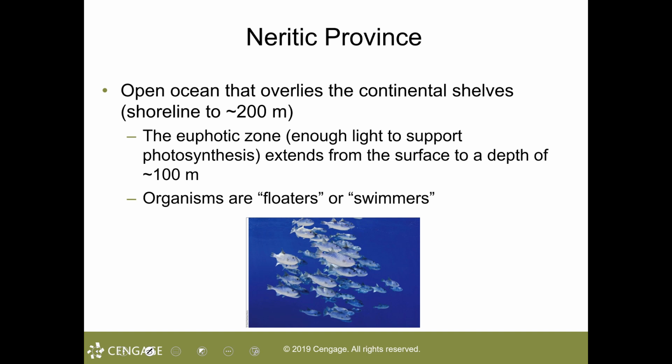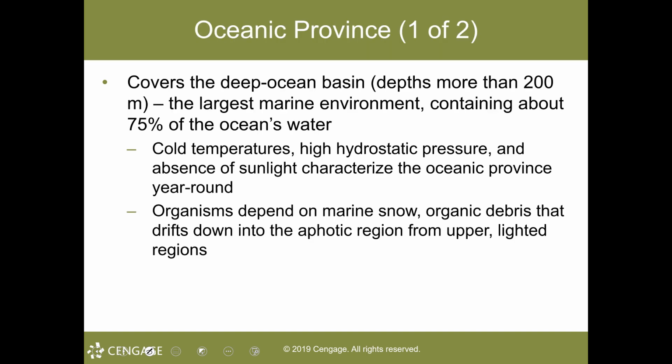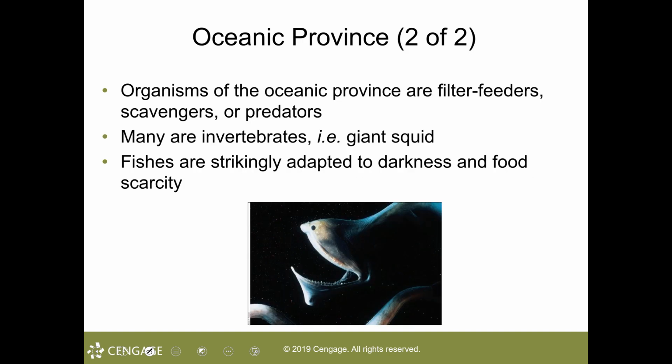So the Neritic Province, class, is open ocean that overlies the continental shelves. So the shoreline to about 200 meters. The Oceanic Province covers the deep ocean basin, and it's the largest marine environment, containing about 75% of the ocean's water. And then, of course, in the Oceanic Province, class, we have the filter feeders, scavengers, or even predators. Many are invertebrates, such as the giant squid, and these fishes are strikingly adapted to the darkness and food scarcity.